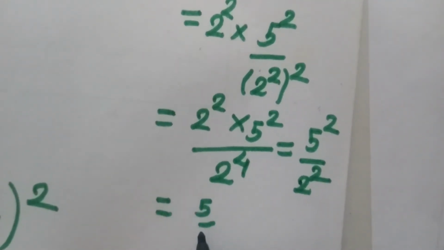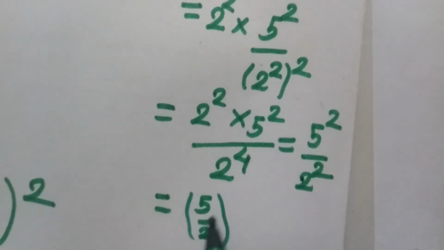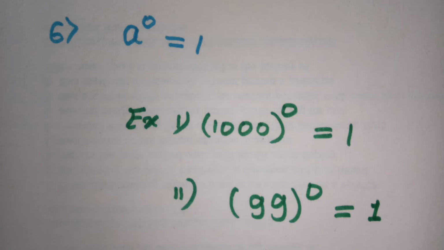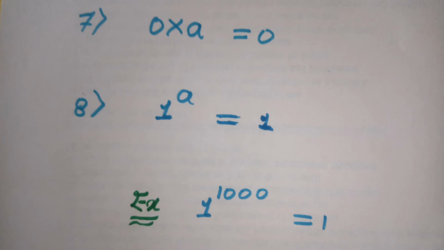And we can again take the same fifth law there, 5 by 2 whole square. Sixth, any term raised to the power 0 is equal to 1. That is, a raised to the power 0 equals 1, and instead of a you can take any number. Here I have taken 1000 raised to the power 0. 1000 is a big number, but the power is 0, so any number raised to the power 0 is 1. Similarly, 99 raised to the power 0.